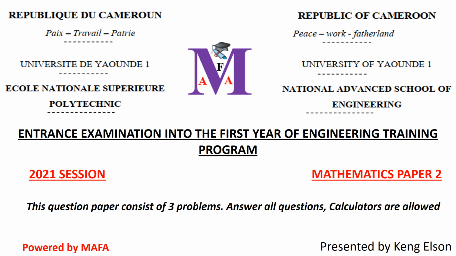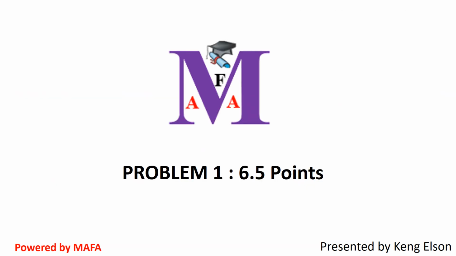In this video, we are going to be looking at the solutions to mathematics paper 2 questions that featured in the competitive entrance examination into the National Advanced School of Engineering Yaoundé in the 2021 session. The question paper consisted of 3 problems and the candidates were required to answer all the questions. Calculators were allowed. We are going to begin with the first problem, which is problem 1. It was allocated 6.5 points.